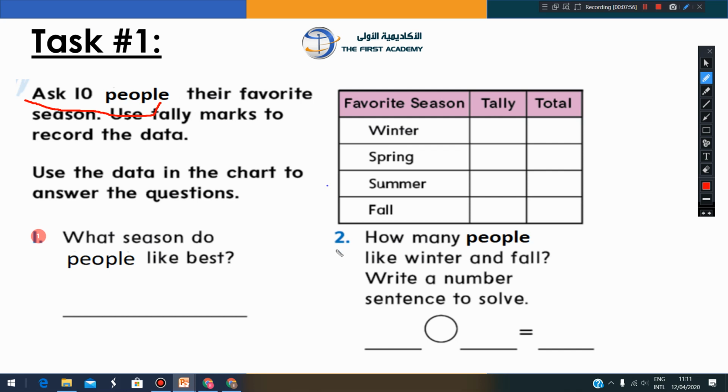And this question right here says, how many people like winter and fall? Write a number sentence to solve. So after you collect all your data, you need to tell me how many people like winter and how many people like fall. And you write a number sentence and give me the answer.